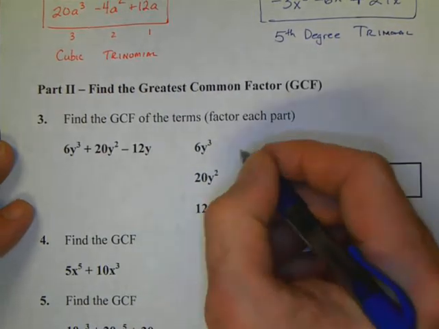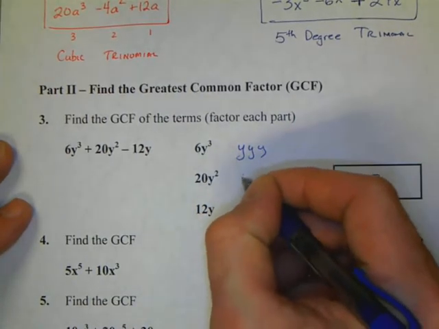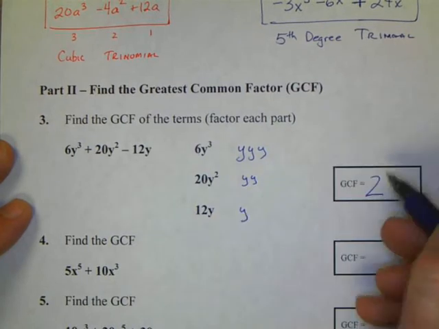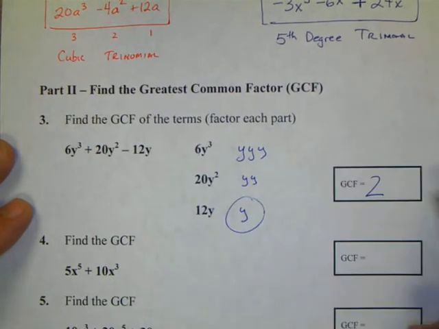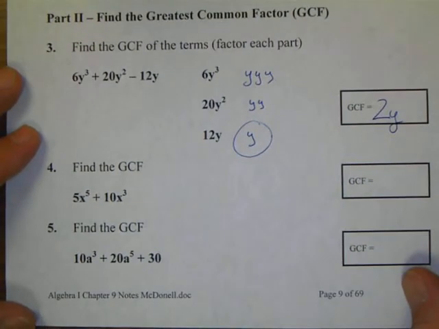So, now we look next. Between y cubed, y squared, and y, sometimes it helps to write those out in expanded form. You can see here the largest number in each one is a single y, and so that's our GCF. So now let's do these 2 practice problems at the bottom.